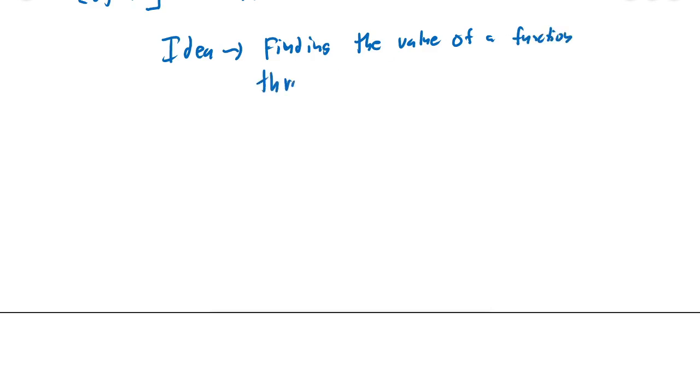Okay, so the idea, and I'm not going to be mathematically precise here, is that we're finding the value of a function through trends. Well, that is basically going to be the idea of what's known as a limit. Now, again, when you find what's called a limit, you're not actually finding a value of a function, but it's going to capture the same essence.